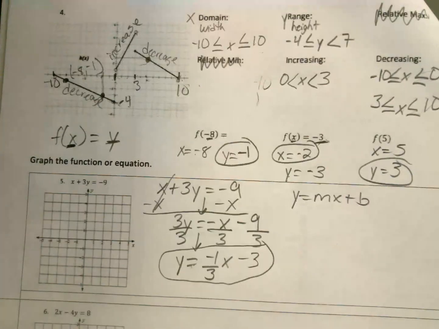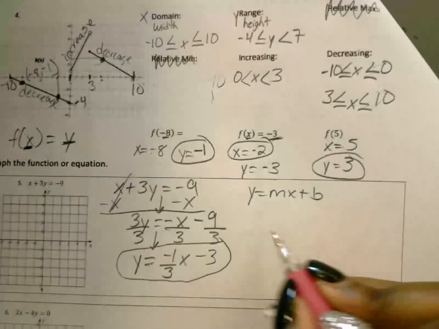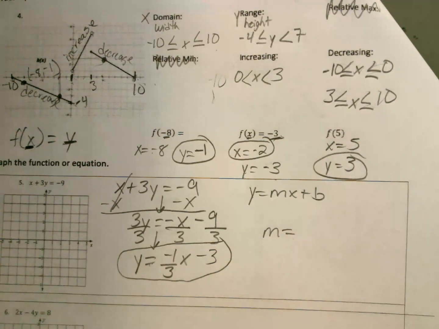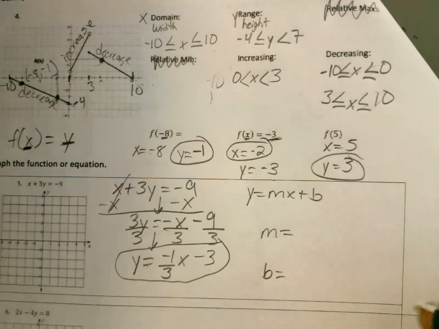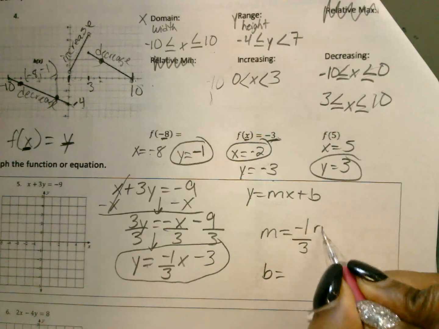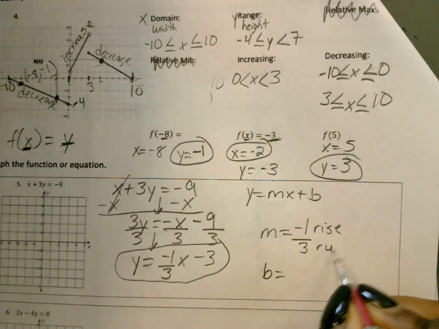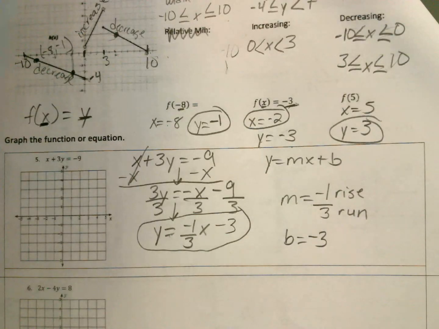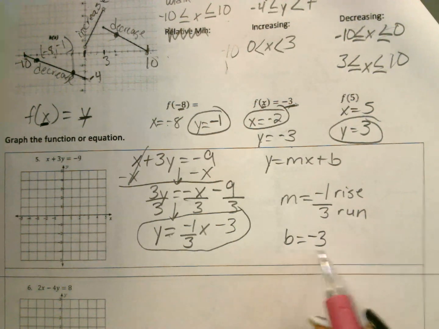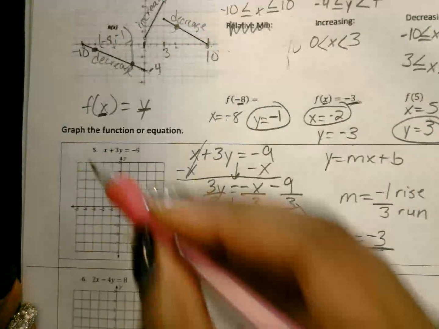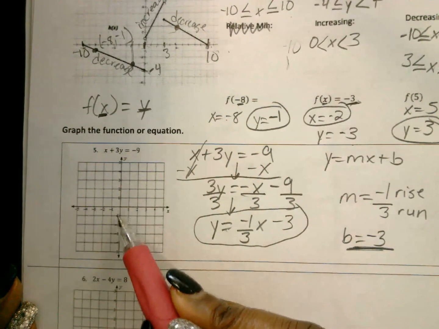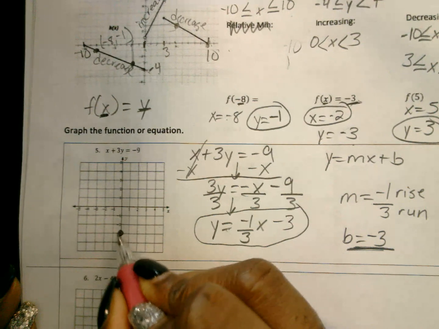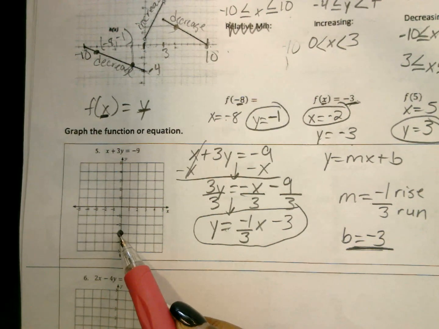When you graph the equation, you're going to label your M and your B. Which one of these two numbers is the M? Negative 1 over 3. Top number is labeled as rise. What's the bottom number labeled as? Run. Then negative 3 is B. Now in order to graph, we're going to find B on the y-axis. The starting amount or our y-intercept is negative 3, so find it on the y-axis. Negative 1, 2, 3 is here. This is where we start.